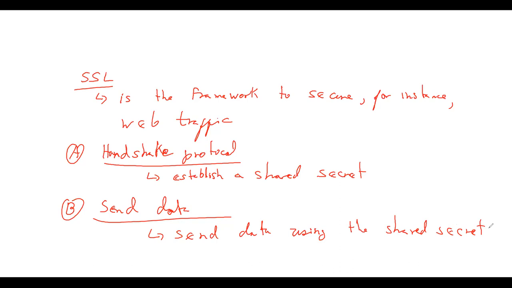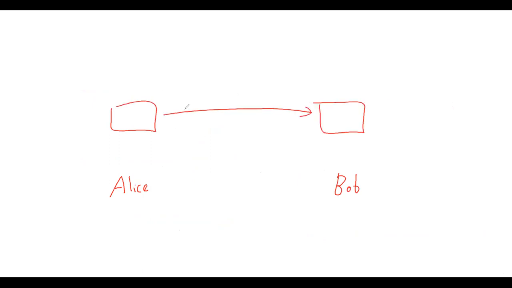Now that I've said all of this, how do you translate this into a diagram? Let's say I have Alice and Bob, and they have their respective computing devices. There's a communication channel. And what is the shared secret? Let's just call it K. That shared secret is usually referred to as the key. You have to establish that secret key.